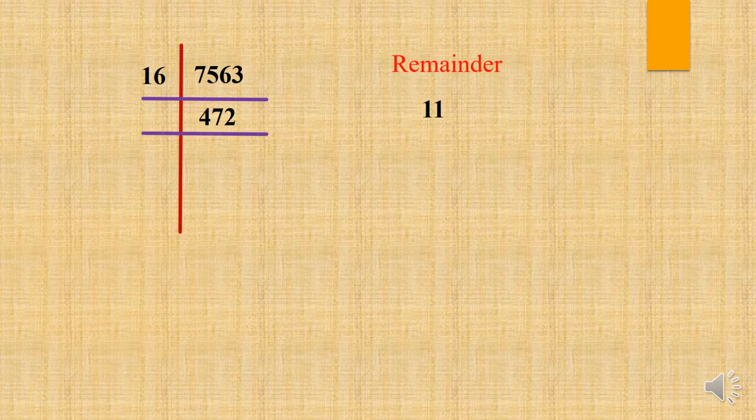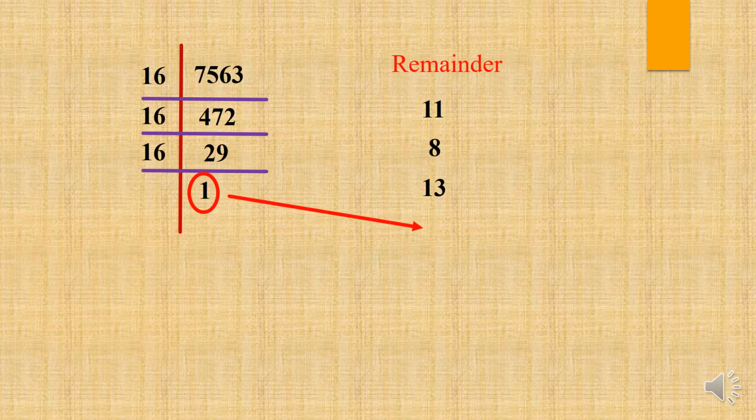Now in the second step also we will divide by 16 and our quotient is 29 and remainder is 8. In the third step we will also divide by 16 and our quotient is 1 and remainder is 13. Now if we look at the quotient 1, we can see that it is less than 16, so we will stop the division process here. Now we will copy the quotient as the last remainder.